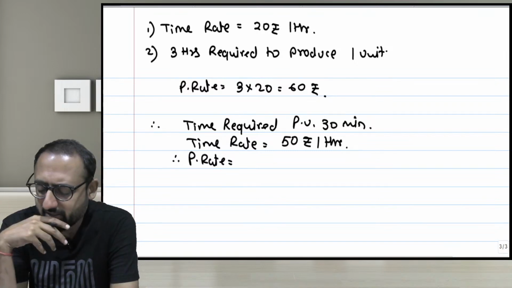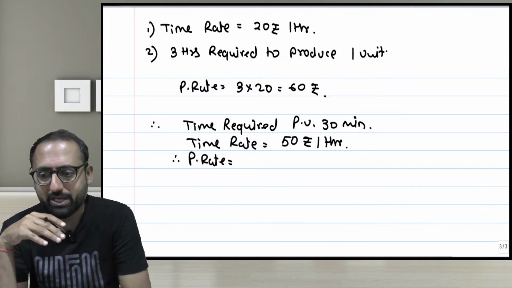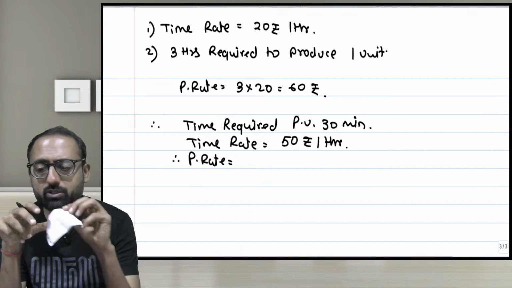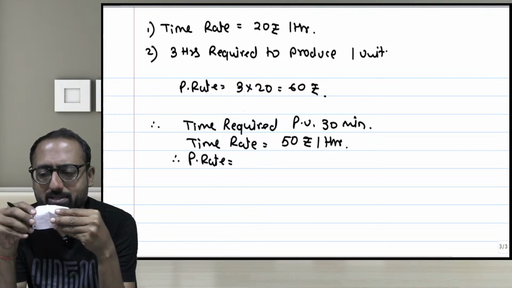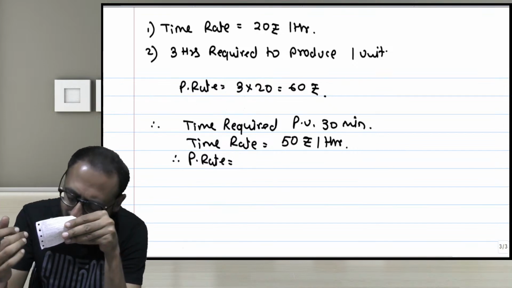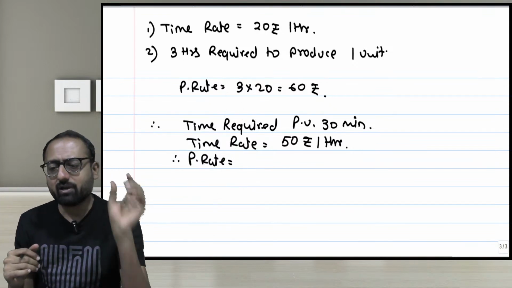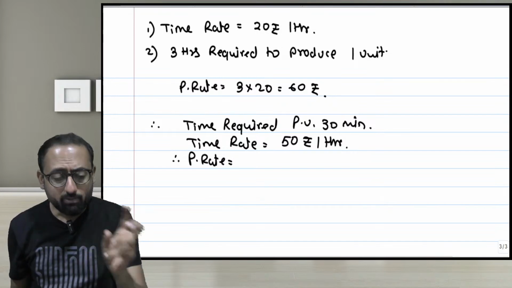And time rate is 50 rupees. So you check how much you are paying to the worker. Boys and girls, you are paying a 50 rupees note to the worker, and in return for that 1 hour, how much is the worker giving to you?